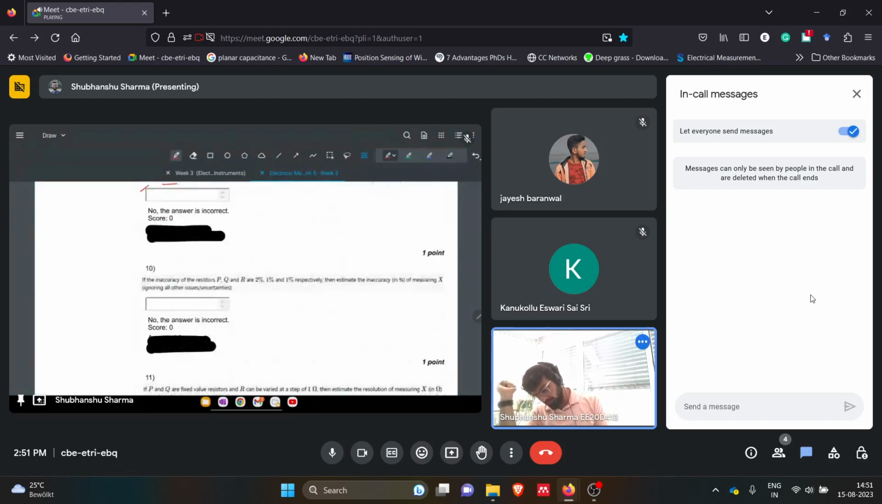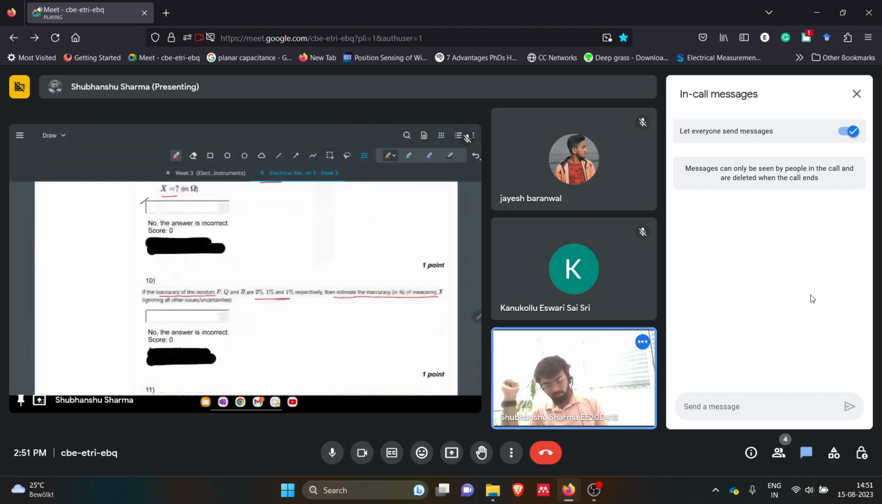Now the next question is, if the accuracy of the resistors P and Q is given, then estimate the inaccuracy of the measured X. So now we have this equation, P by X equals Q by R. What happens is we have to find the inaccuracy in case of X.